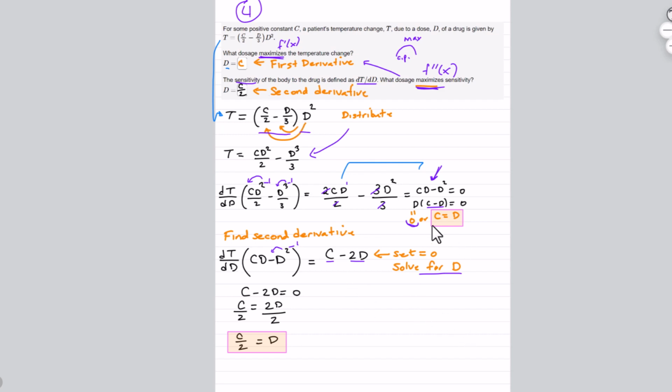The same thing for part 2. Now you're just taking your second derivative, so you're taking the derivative of that, and you're setting that equal to 0. Again, that's kind of just a crazy worded one, but it's actually pretty easy once you see how to do it.